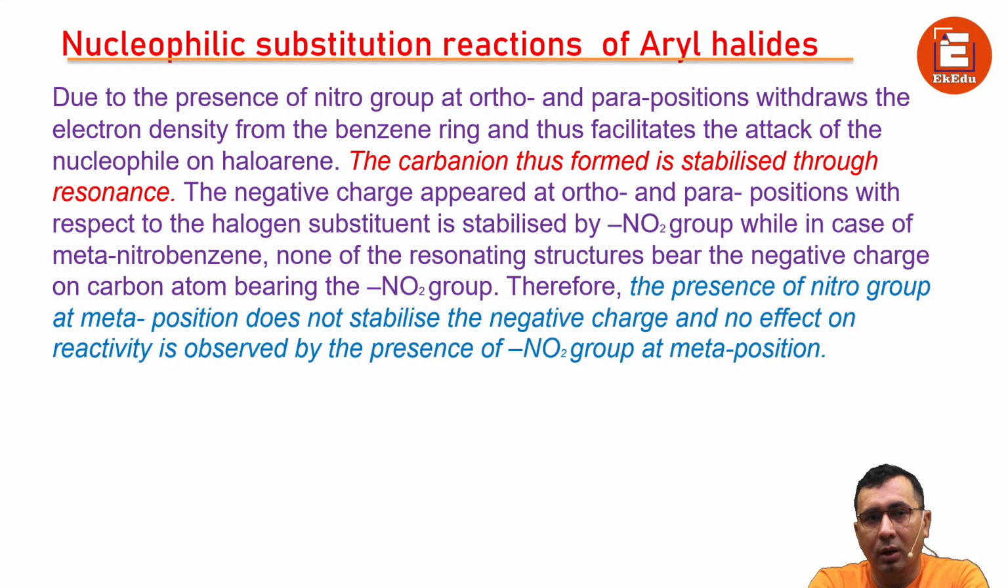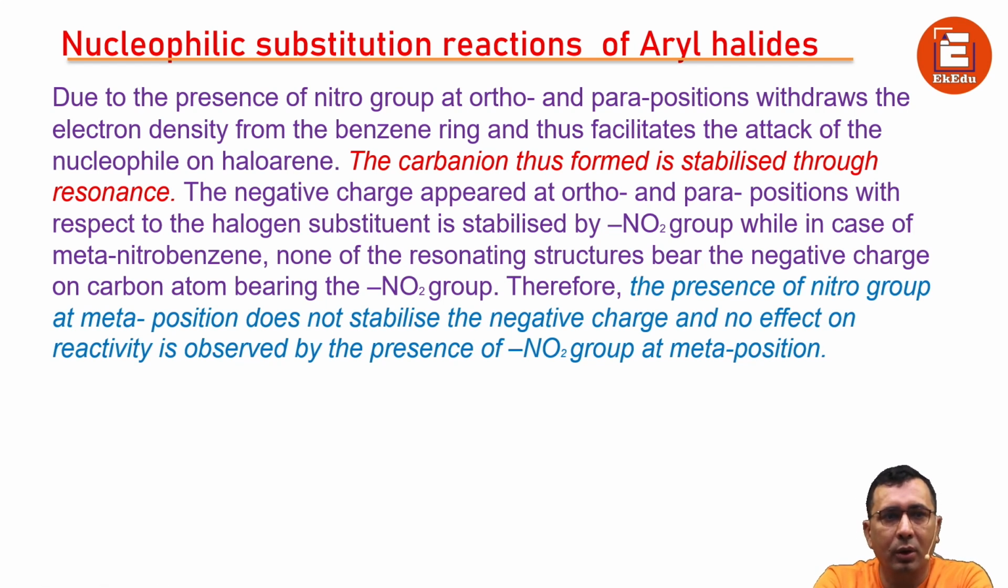Now, let us discuss the nucleophilic substitution reaction of aryl halide. Due to the presence of the NO2 group at the ortho and para position, it withdraws the electron density from the benzene ring and thus facilitates the attack of the nucleophile on haloarenes. The carbanion thus formed is stabilized through resonance. The negative charge appears at the ortho and para position.